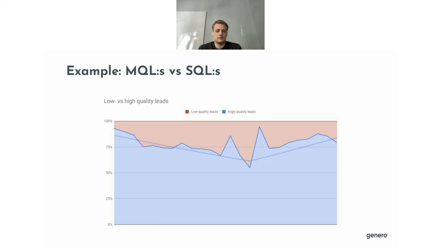Here's a concrete example from one of our clients. It's a B2B client, so we did lead generation, and we started getting more and more leads, but the quality of the leads deteriorated. And this is a good example of keeping track of not only the leads, but the quality of the leads. Here, the distinction was made between low and high quality, but traditionally this is often MQLs and SQLs.